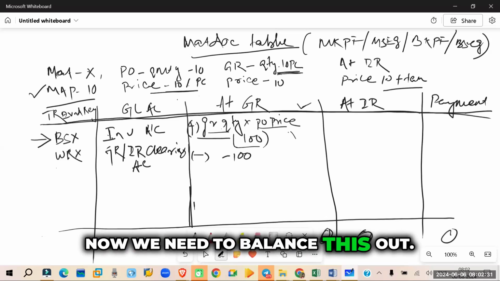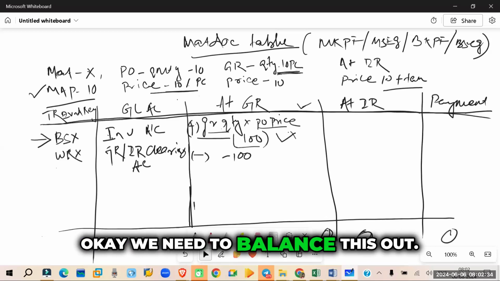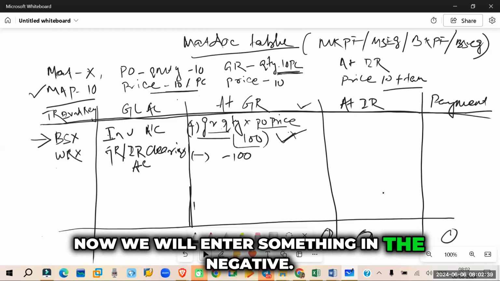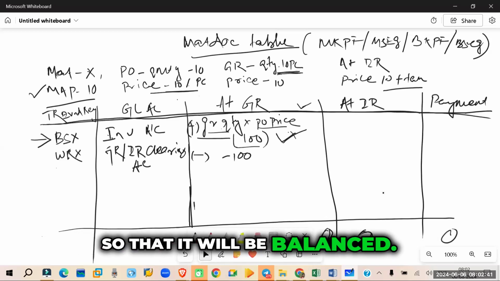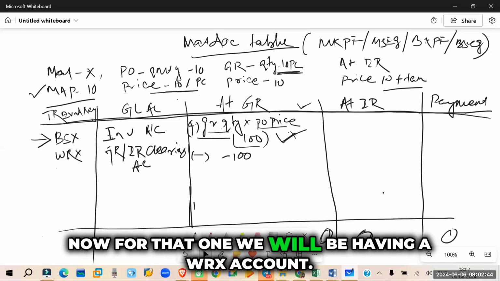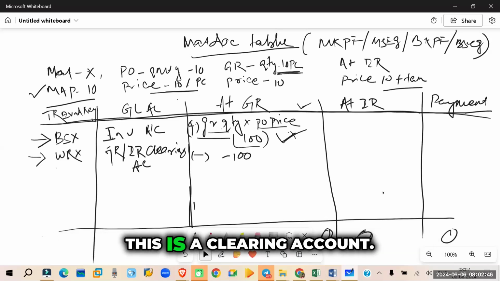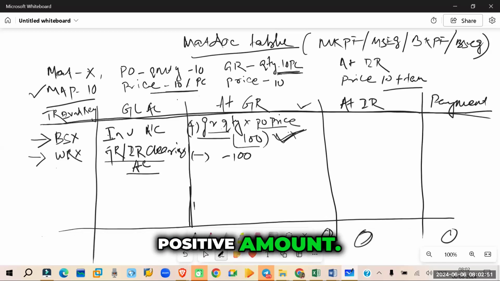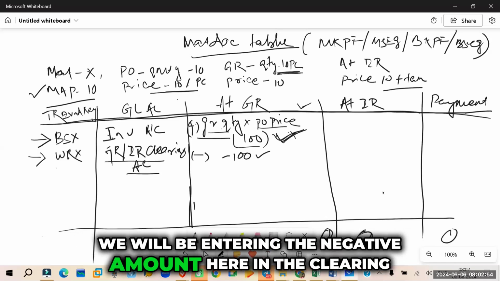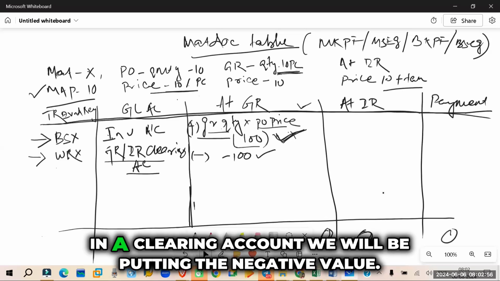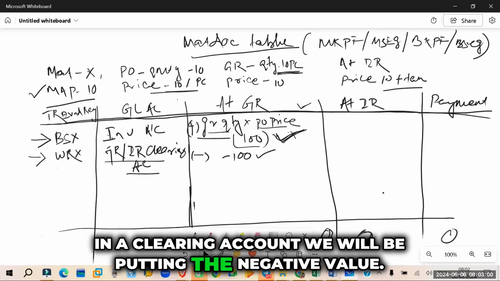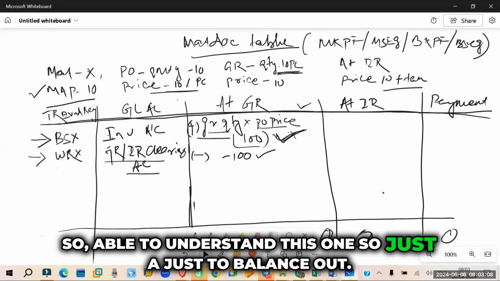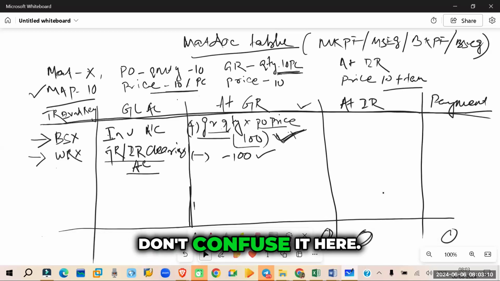Now we need to balance this out. 100 is positive, so now we will enter something in the negative so that it will be balanced. For that we have the WRX account, which is a clearing account. When we enter the positive amount in one account, we enter the negative amount in the clearing account. Are you able to understand this one? It is just to balance out, so don't confuse it.